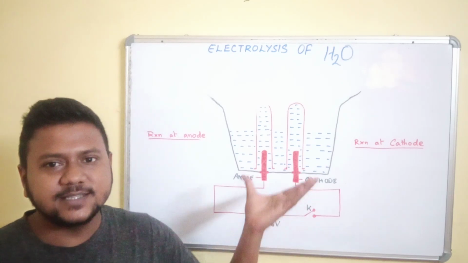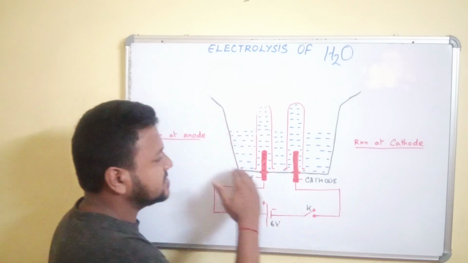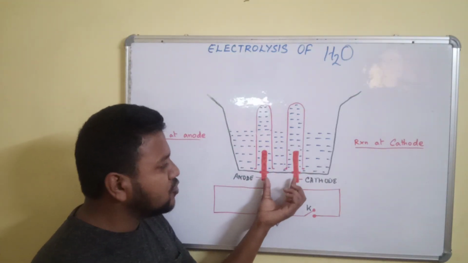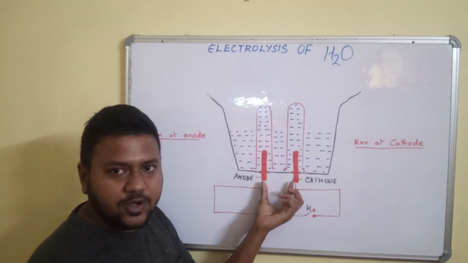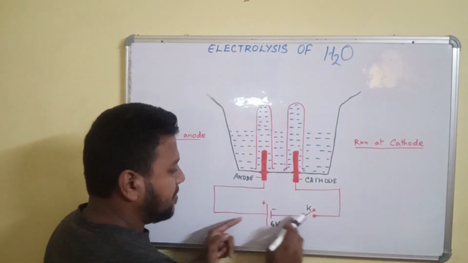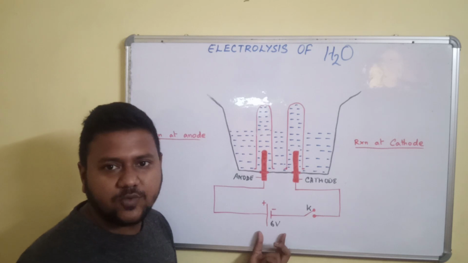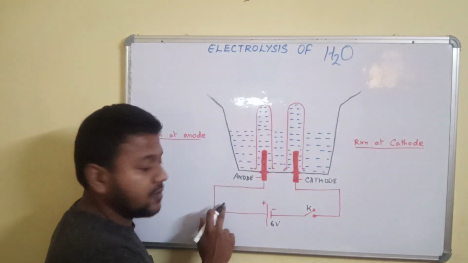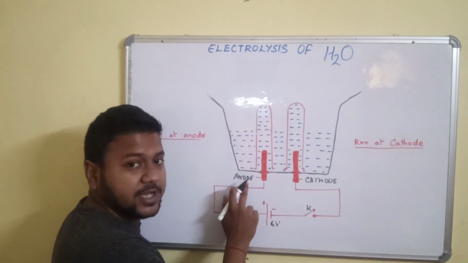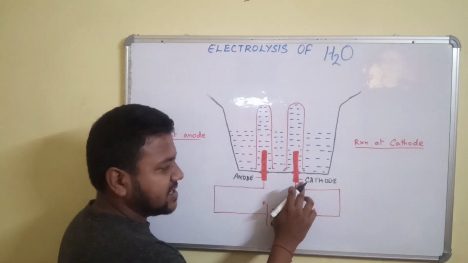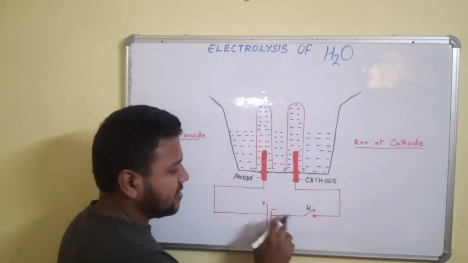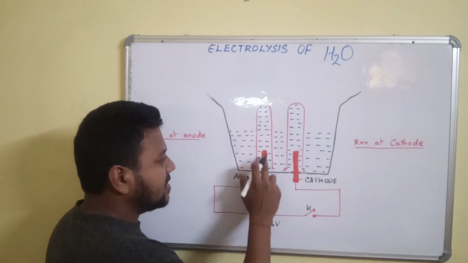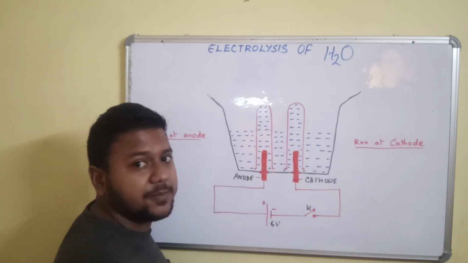We have to understand the setup. We take a glass utensil in which we take two graphite electrodes, connected to the external circuit with a 6-volt battery. As you know, the electrode connected to the positive terminal of the battery is called the anode, and the electrode connected to the negative terminal is called the cathode. So this is the positive terminal and this is the negative terminal.